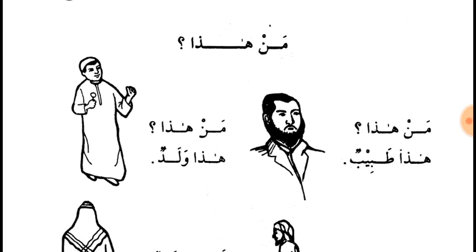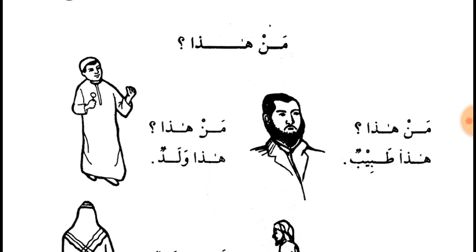Then من هذا? Who is this? هذا طبيب. This is a doctor. من هذا? Who is this? هذا ولد. This is a boy. ولد is a father, is it? Yes, ولد means boy. This is a boy.